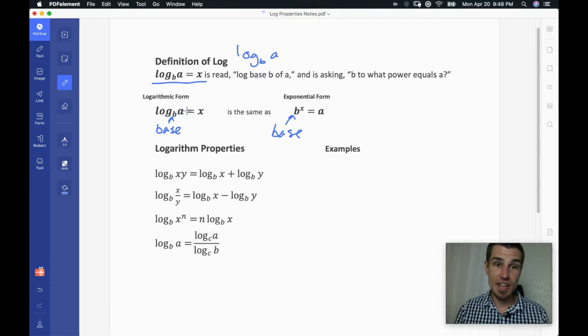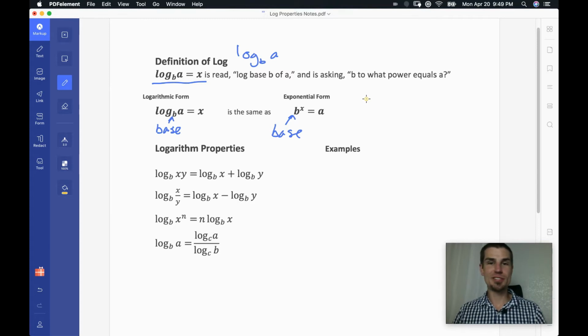Log base b of a equals x is the same as b to the x equals a. You really need to memorize this. Like right on your pillow, just sleep on it, let it just absorb into your brain. I don't think it really works like that, but you could try. Why not? Just tell me how it goes.